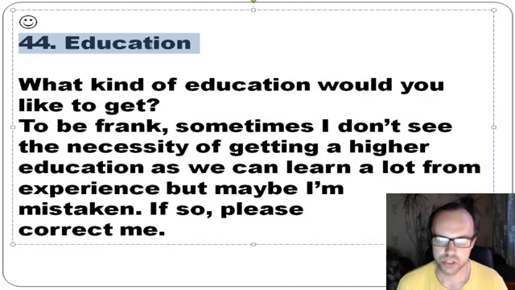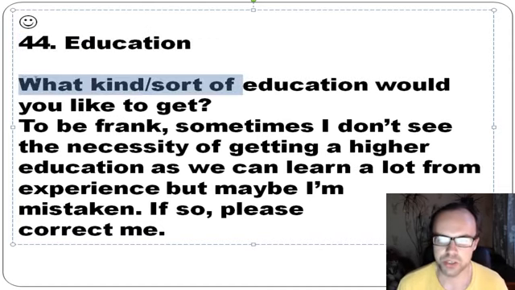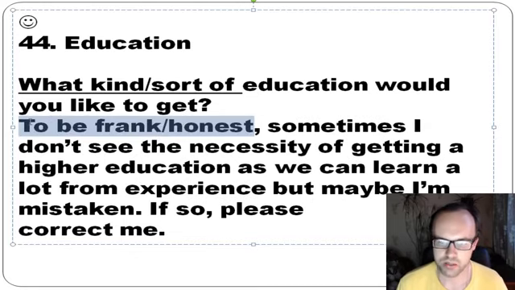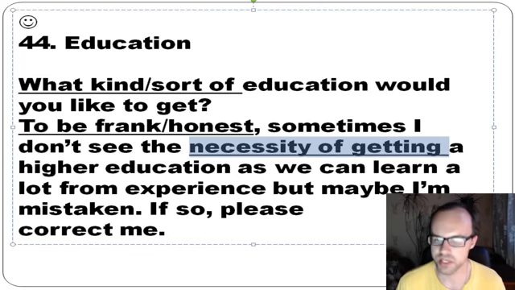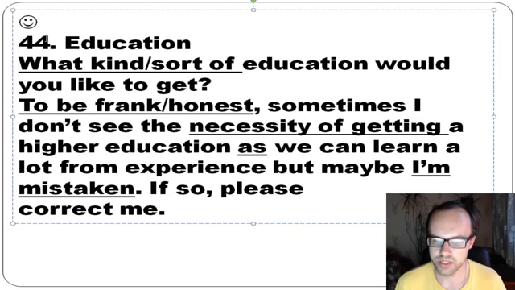Next, education. What kind of education would you like to get? What kind of, or what sort of education would you like to get? To be frank, so we talked about it, to be frank, or you can also say to be honest. Sometimes I don't see the necessity of getting a higher education. So necessity of doing. So I don't think it's necessary to get a higher education, because we can learn a lot from experience. But maybe I'm mistaken, good phrase. Maybe I'm mistaken means maybe I'm wrong. If so, please correct me.